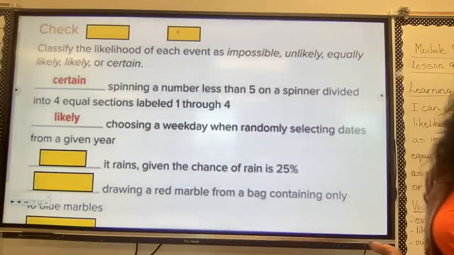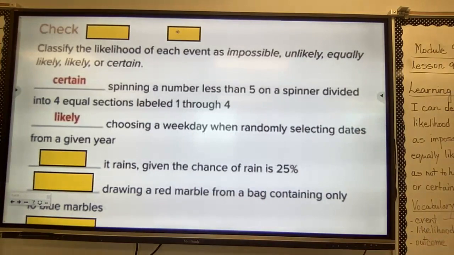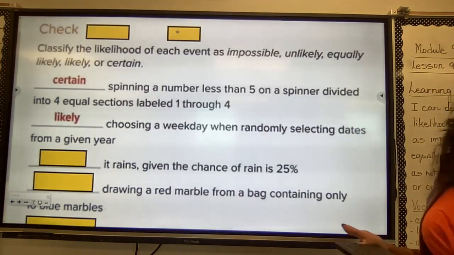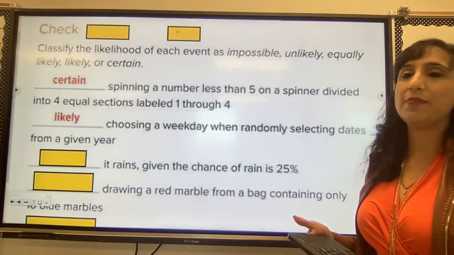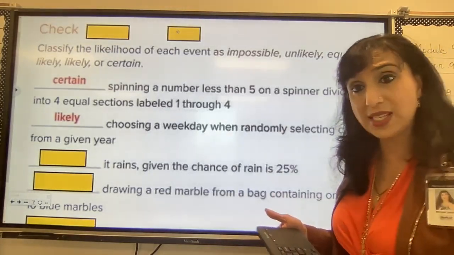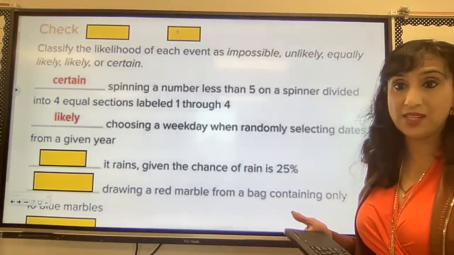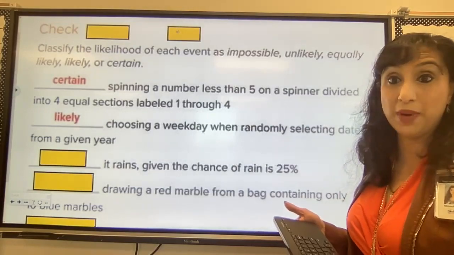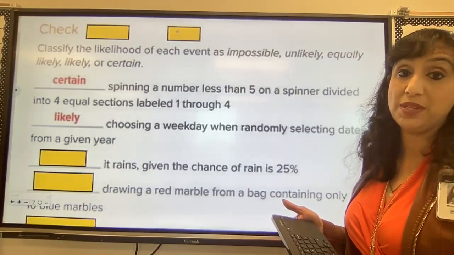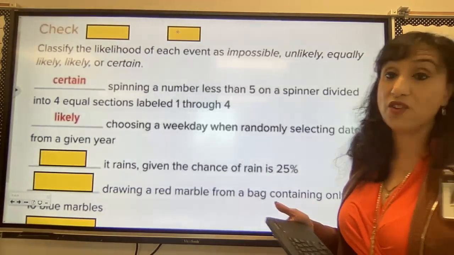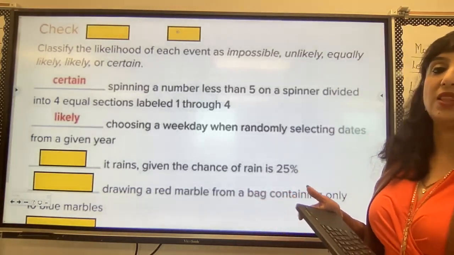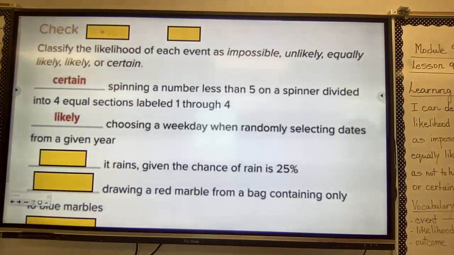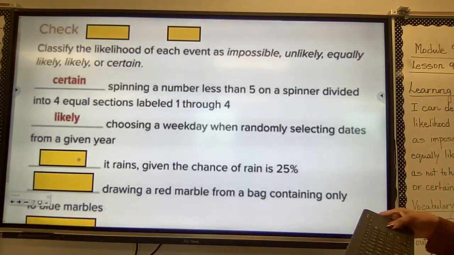All right, the next one. It rains, given the chance of rain is 25%. Since the chance of rain is pretty slim, only 25% compared to 75% of it not raining, this is going to be unlikely.